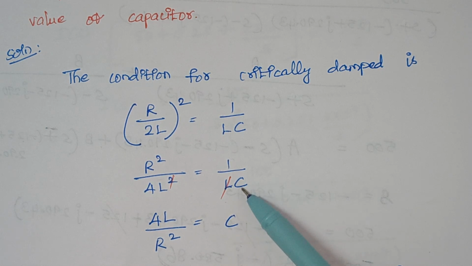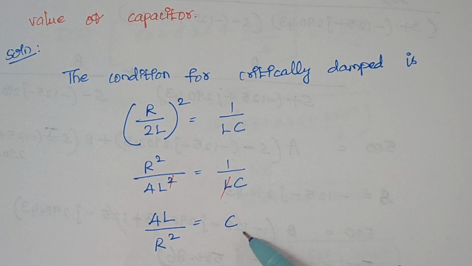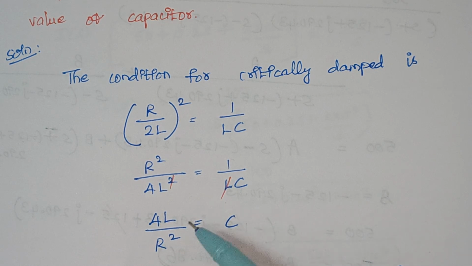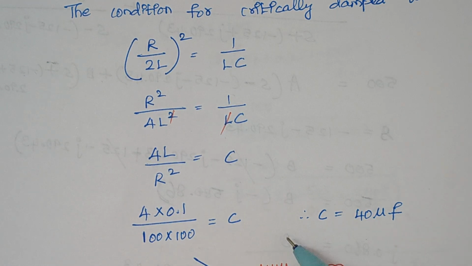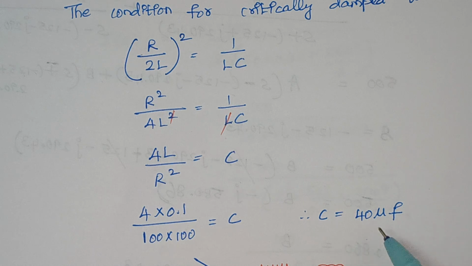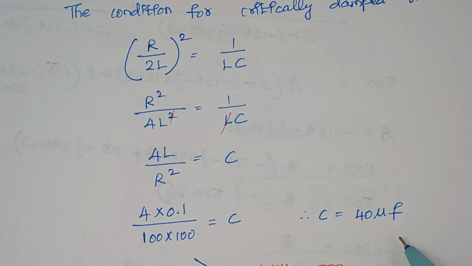So here I am taking the reciprocal on both sides. Therefore, the expression for capacitance is 4L by R square. Just substitute the values of L and R, right? And finally, the value of capacitance is 40 microfarad. Now, by using this capacitance value, we have to calculate the transient current.